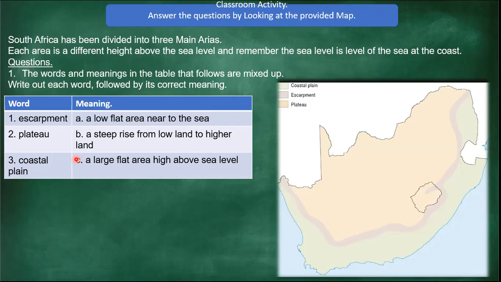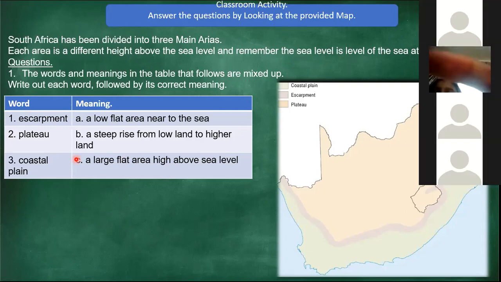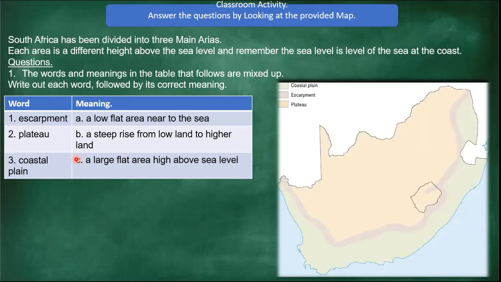Number 3, coastal plain. Let me get somebody different. Millie. It's a low flat area near to the sea. That's correct. Thank you very much. Clap hands for yourself. Perfect. Let's move to the next question.